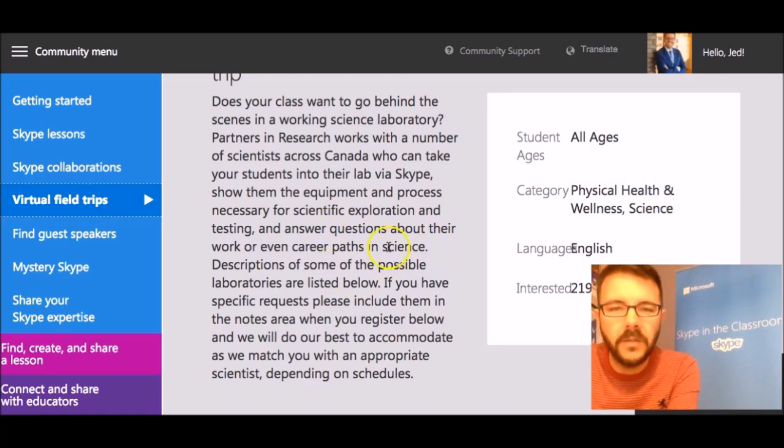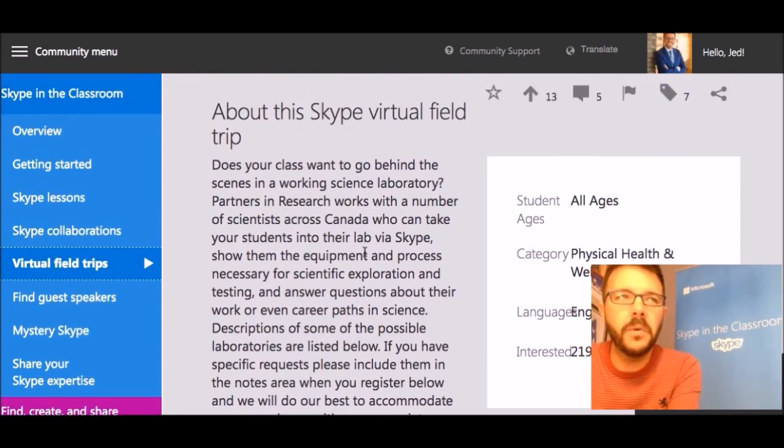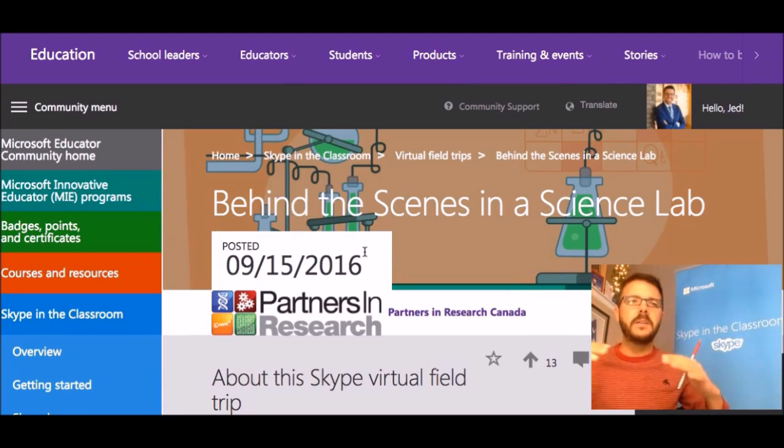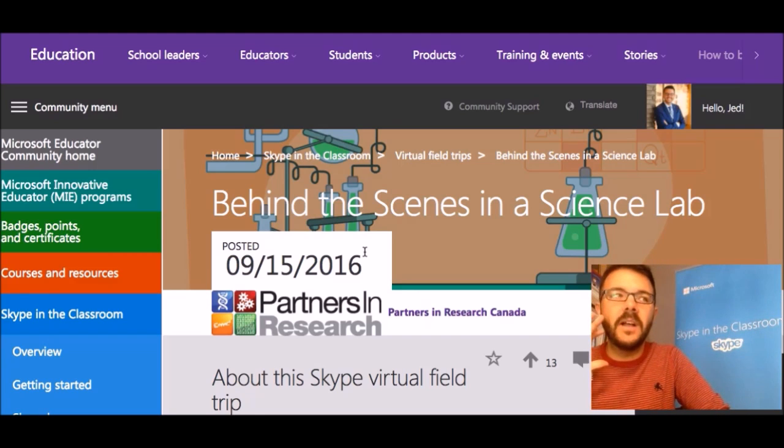The thing that I love about this one is that they want to talk about career paths. I think that's so important for kids to see what they can do with their learning beyond just being in the classroom. Taking it a step beyond a textbook. When you're reading in the textbook, you see pictures and you read about it, but here you actually see a working science lab where the real life is happening. And I think that's so important.